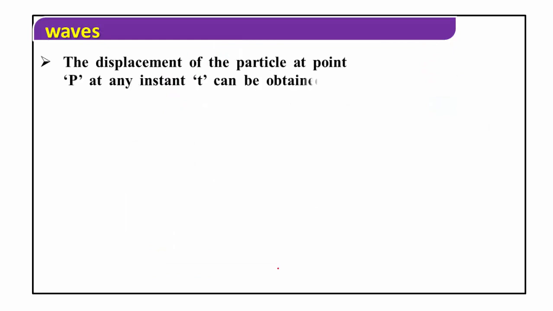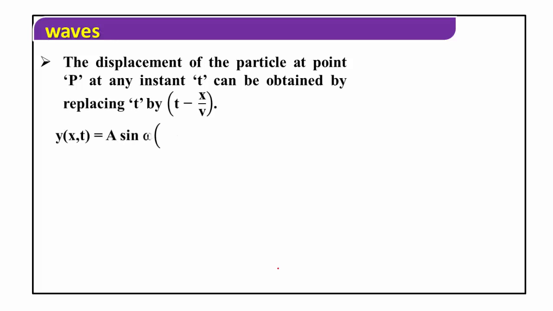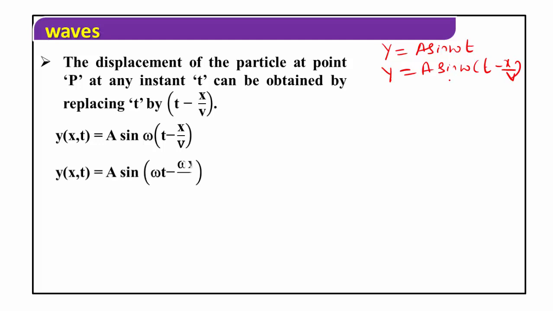Now, the displacement of that particle at any point P at the instant t can be obtained by replacing t with t minus x divided by v. Therefore, the displacement of the simple harmonic motion in general is y equal to a sine omega t. Here we write, instead of t, y is equal to a sine omega into t minus x divided by v.